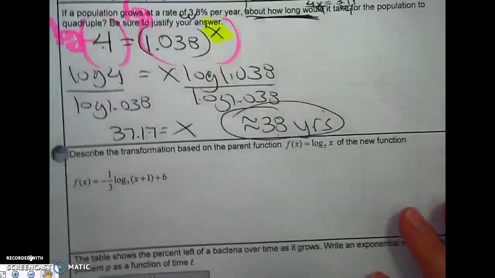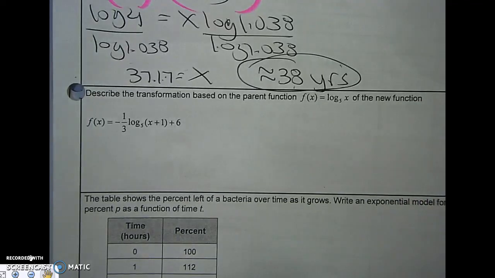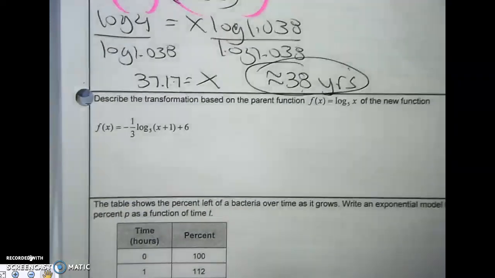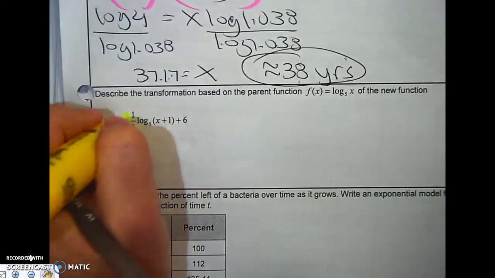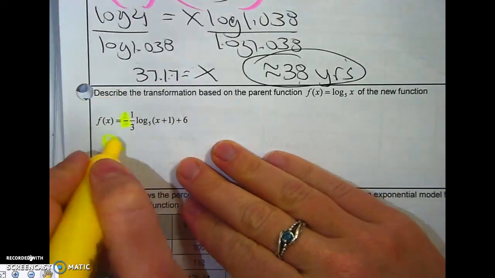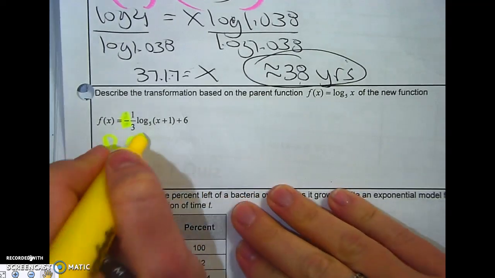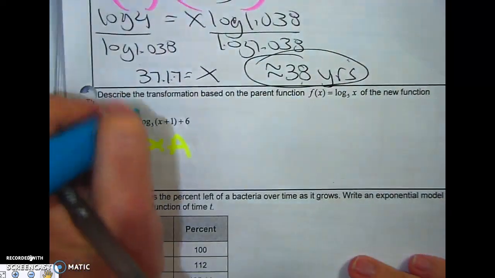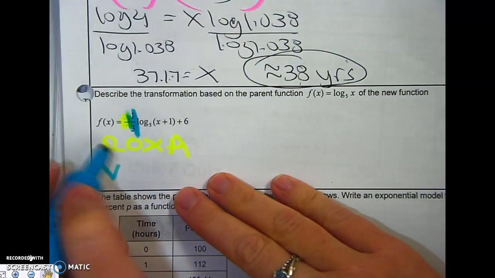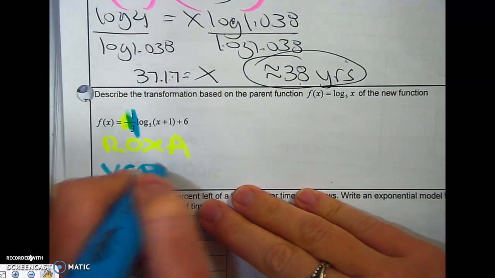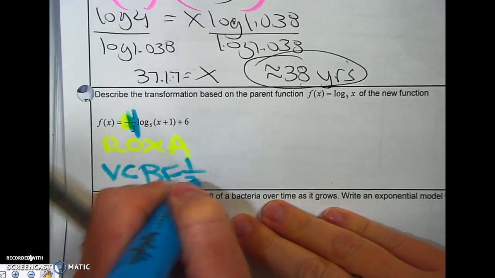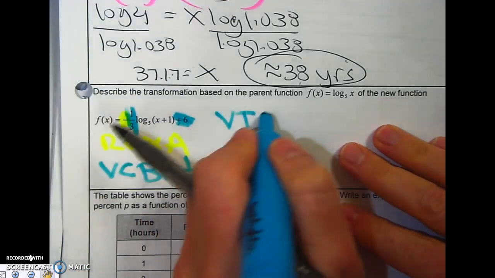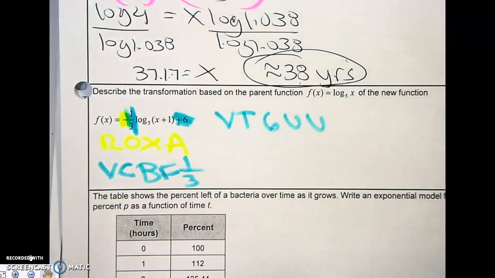All right, describe the transformations. Now, you know that I am not going to write it out, but you need to write it out. So when I see this, you need to write reflection over x-axis. This one, vertical compression by a factor of 1/3. You need to write that out. Vertical translation, 6 units up.